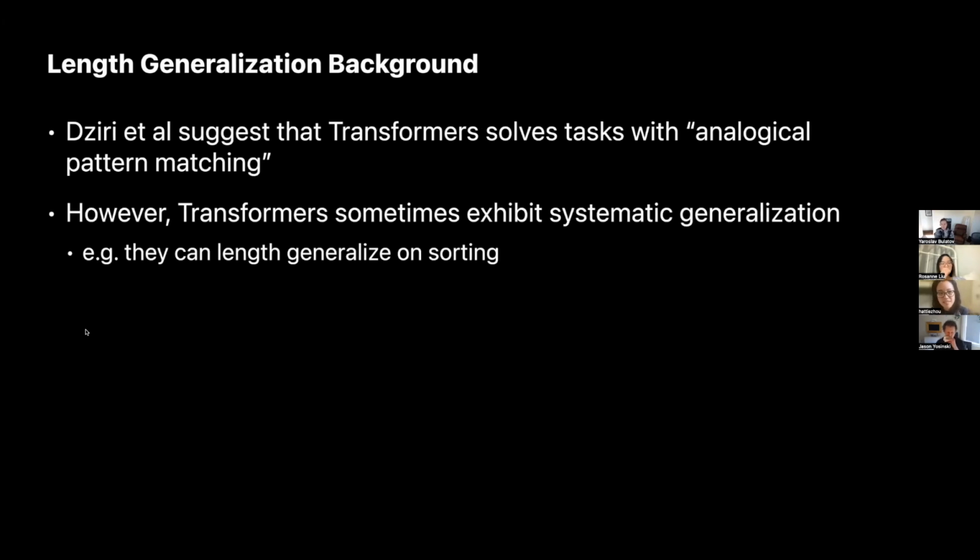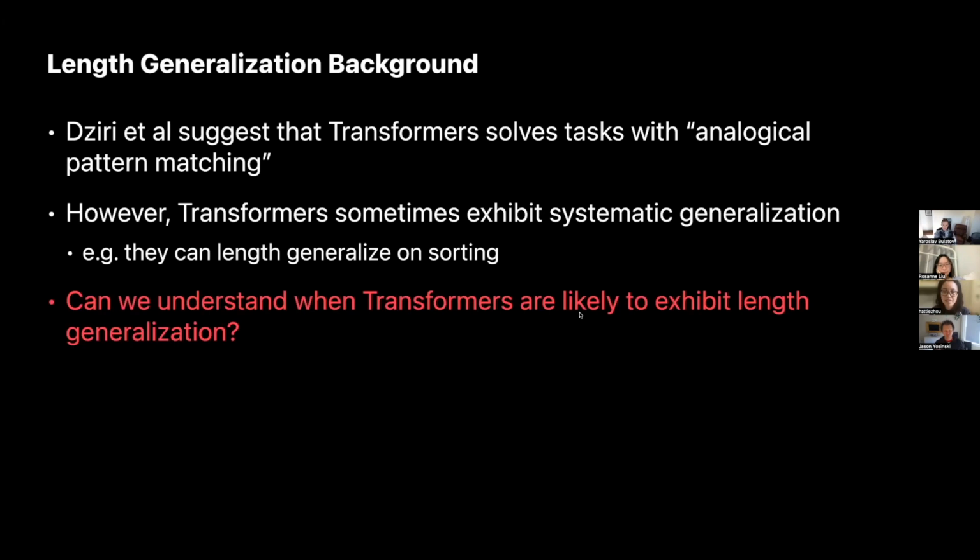Some papers, like Dziri et al., the Faith and Fate paper, suggest that transformer models only solve tasks through analogical pattern matching, which also suggests that maybe they fundamentally do not have the ability to solve problems systematically. However, on some tasks, transformers do exhibit generalization. For example, they can generalize to longer length for sorting. So the question is, can we understand when transformer models are likely to length generalize? Or more generally, can we understand when transformers could learn algorithms or a generalizing solution when training on data?